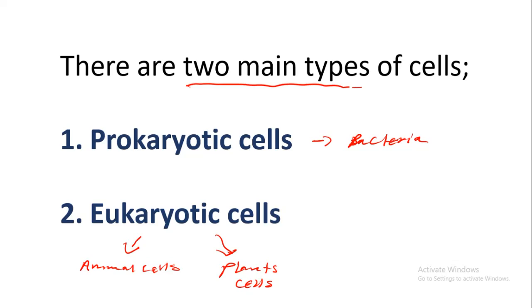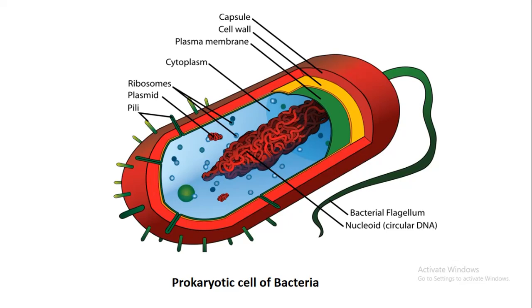All right. In terms of the diagram, this is how a prokaryotic cell looks like. Some of the content of a prokaryotic cell, we can look at the capsule, we can talk about the cell membrane, we can talk about the cell wall, we can talk about the cytoplasm, we can talk about the ribosome.